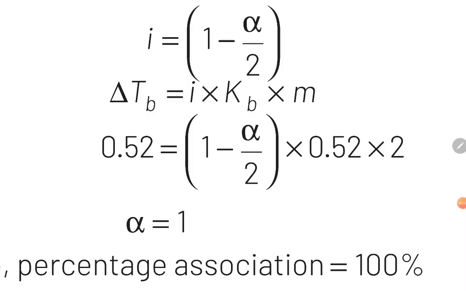Yes students, आप यहाँ ऑब्जर्व कर सकते हो that for association i is equal to 1 minus alpha by 2. कैसे यह आपको बहुत इजीली समझ में आ जाएगा by observing the equation. In the case of dimerization, 2 molecules of A will combine to form 1 molecule of A2. So the equation becomes 2 times A in a reversible way gives you A2 molecule. So guys, at equilibrium, the number of molecules of A on the left hand side will become 1 minus alpha and the number of molecules of A2 on the right hand side will become alpha by 2.